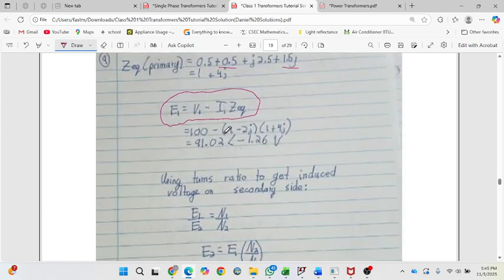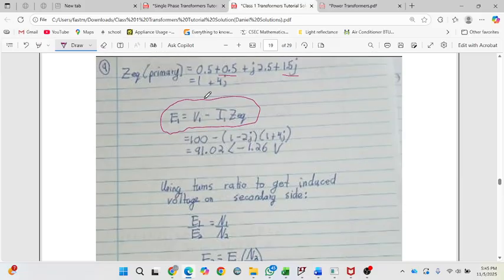So that will basically be a current I1 and the ZEQ. You already calculated that from before, which is referring everything on the primary side. Calculate in complex mode, plug in the value, you end up with the answer. So you end up with this.